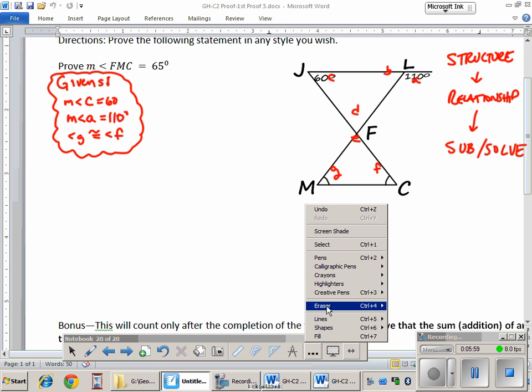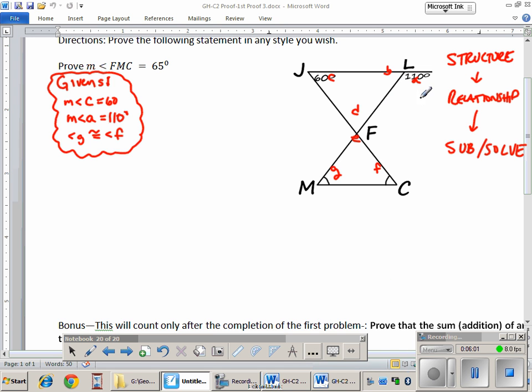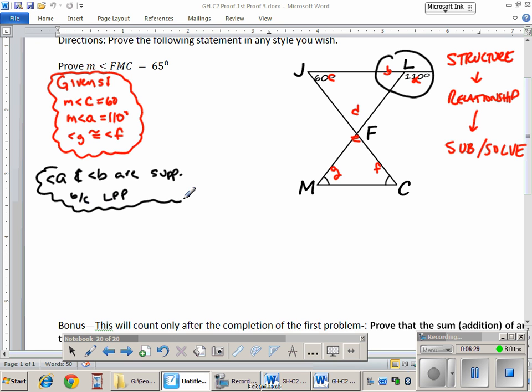So let me change colors here. For this first one, I need B to be 70. So the structure in that case is going to be linear pairs. The first thing I'd have to mention in my proof is that if I look at angle A and angle B, they're going to be supplementary. And the reason here is going to be because of the linear pair postulate, LPP. Now that didn't come from anything. That idea came from the structure, so no arrows in this case are necessary because nothing got me this idea except simply looking at the picture. Hence, that's why we start with structure.